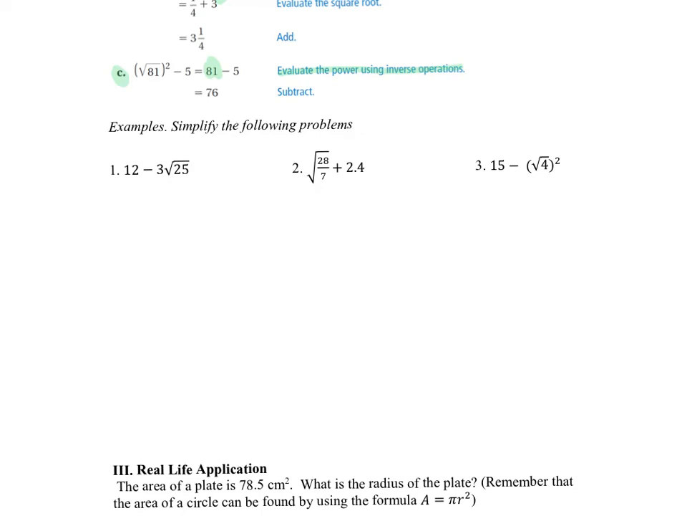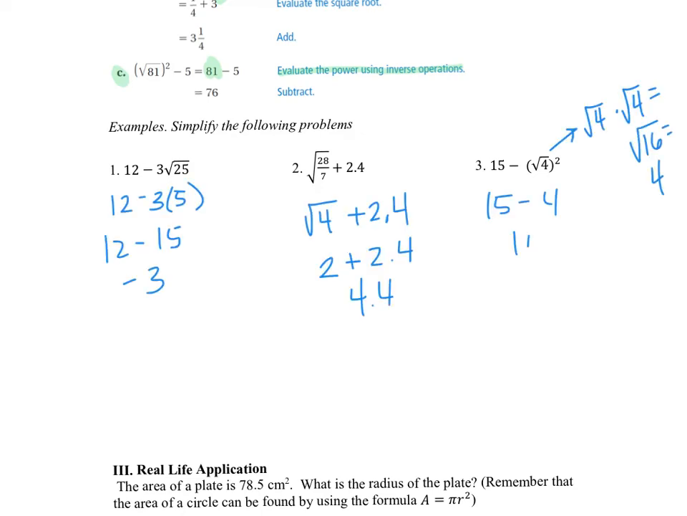So in number 1, you're going to have to do the square root of 25 first, and then evaluate. Okay, so in number 1, you should have gotten -3. In number 2, you should have gotten 4.4. And in number 3, you should have gotten 11.